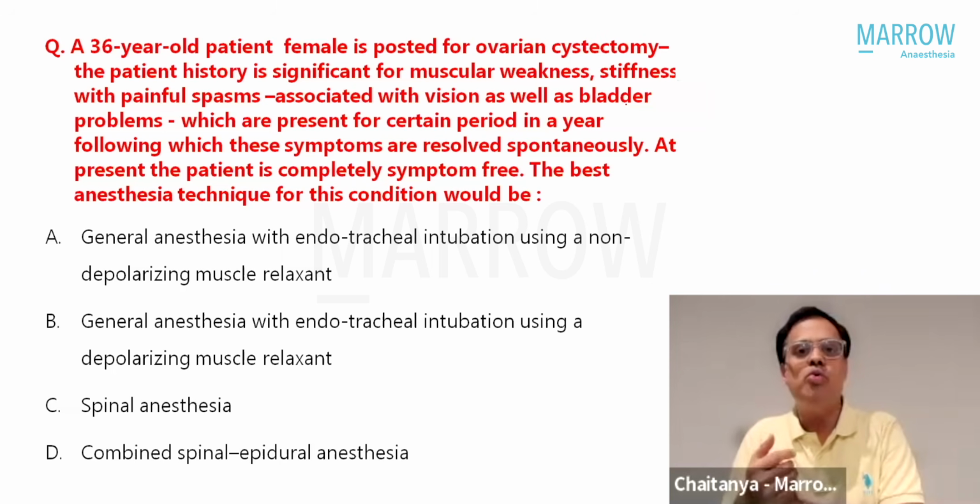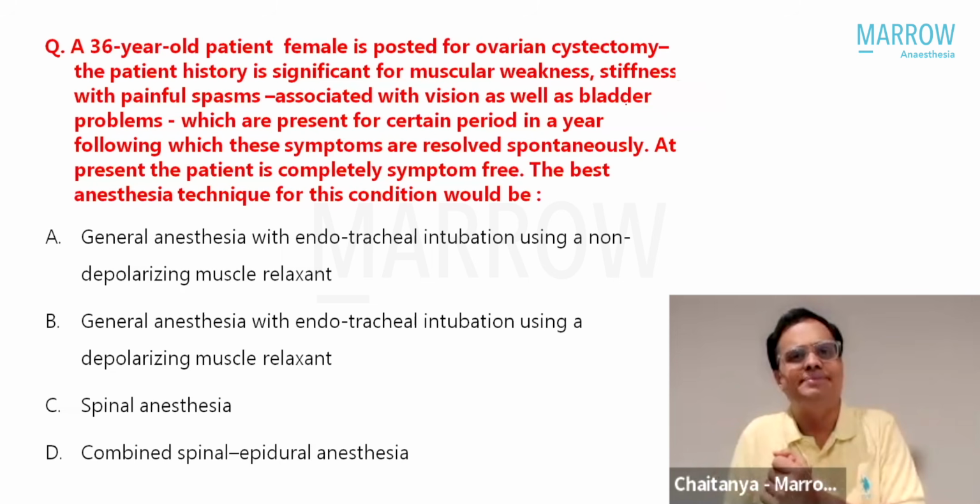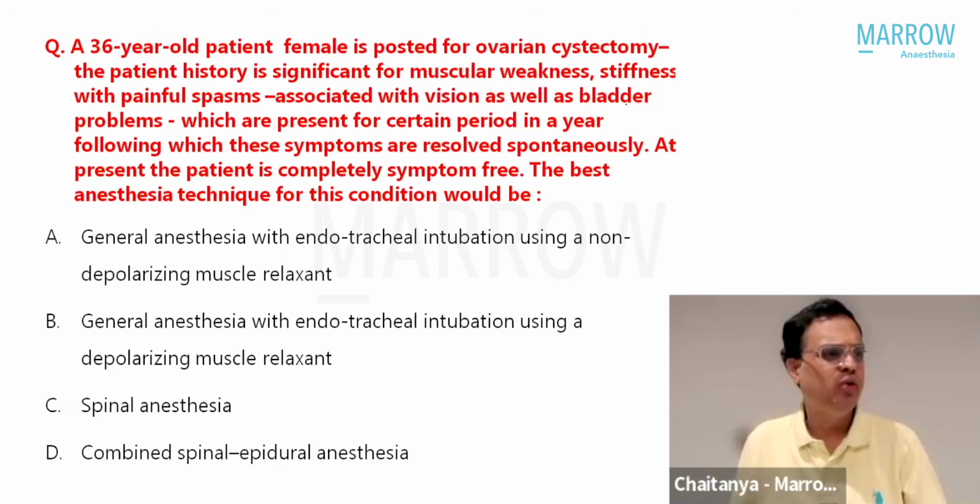Now, tell me, how are you going to rule out any other muscular dystrophies? Why should it not be a muscular dystrophy? Why is it not Eaton-Lambert syndrome? Why is it not an Eaton-Lambert syndrome? Any clue?